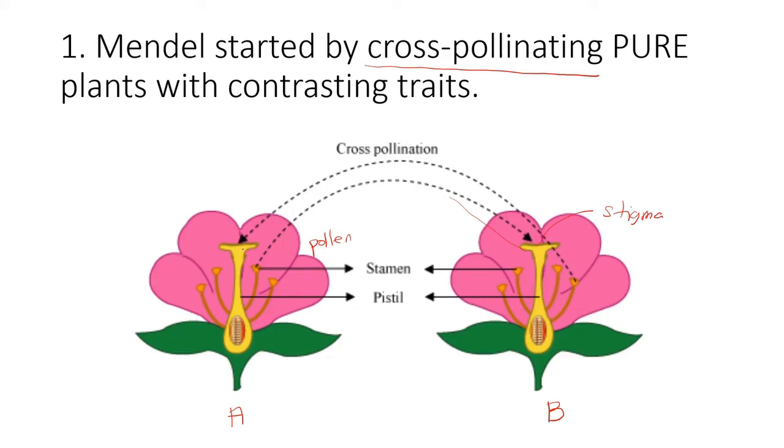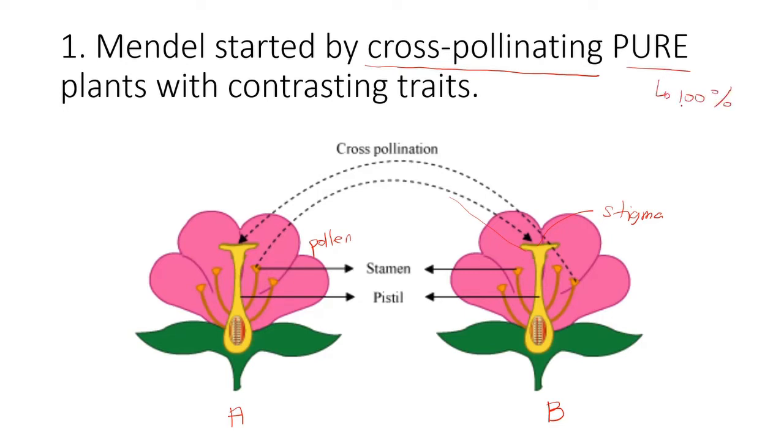So in cross-pollination, you need 2 flowers to do this, or 2 or 3 more flowers. However, for Mendel, what he did was he used the pure plants to cross-pollinate. Pure plants, pure means 100%.